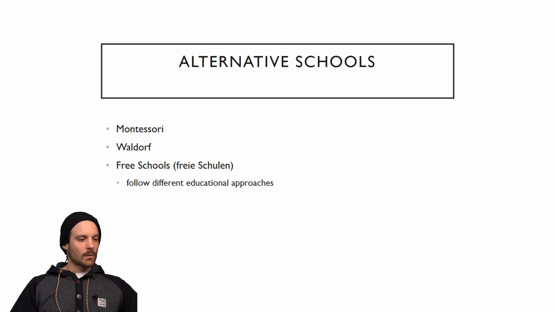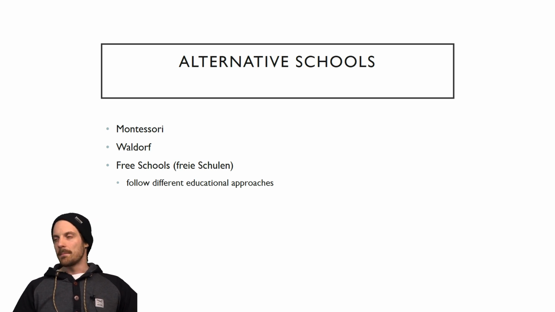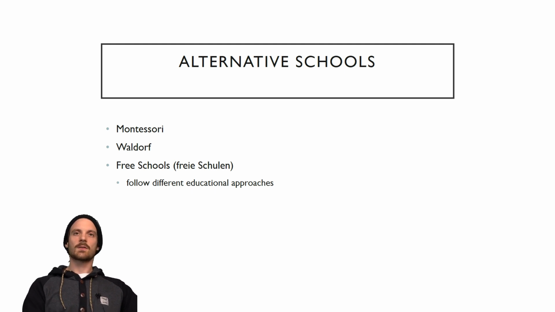Okay, so at the beginning I mentioned one alternative school, which is the Montessori school. It's a very open form of school, as is the Waldorf school here in Austria. So there are no grades, basically. There is individual support for every student or every pupil.